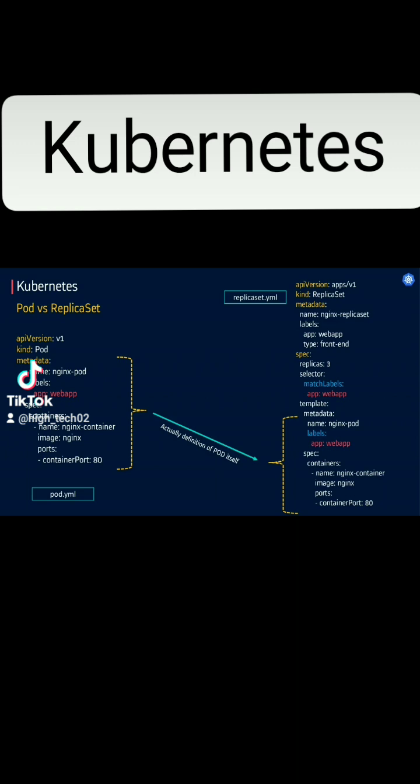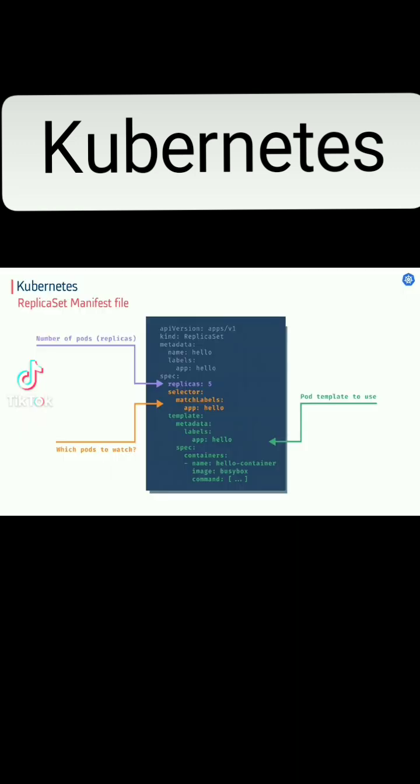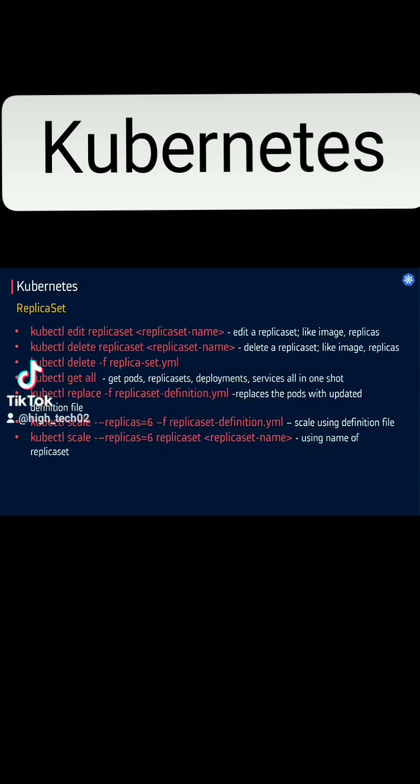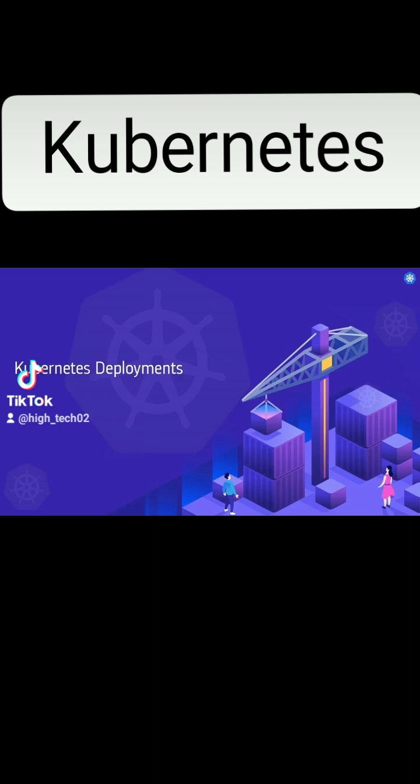etcd, a distributed key value store used for configuration data and state management. Controller manager runs controllers to manage the state of the cluster, such as replication controllers and node controllers. Scheduler assigns pods to nodes based on resource availability and policies.